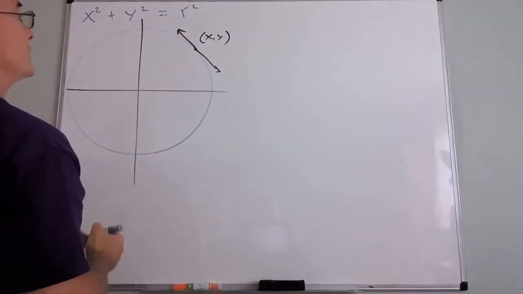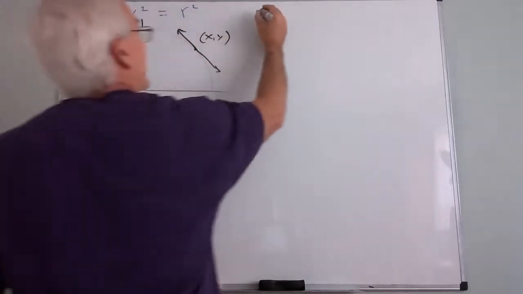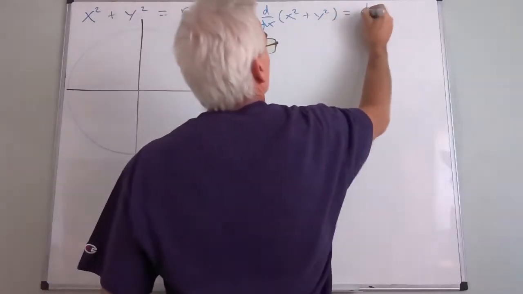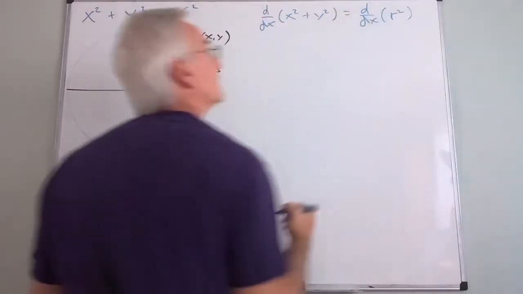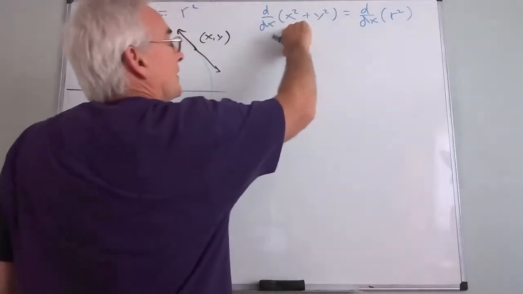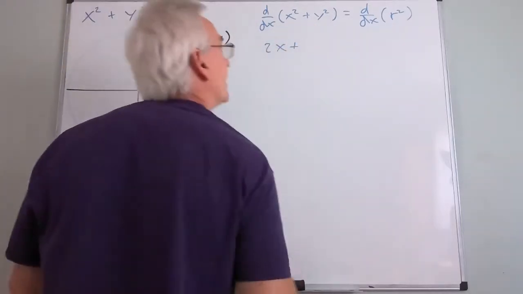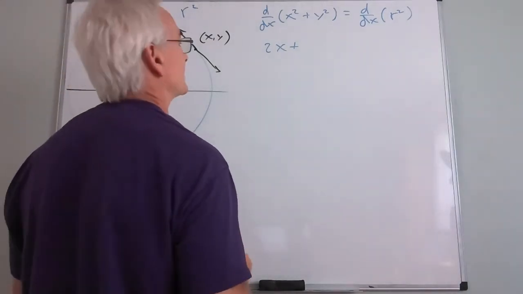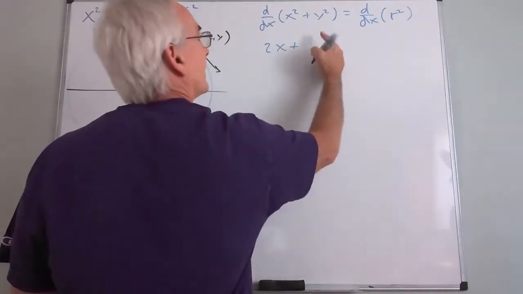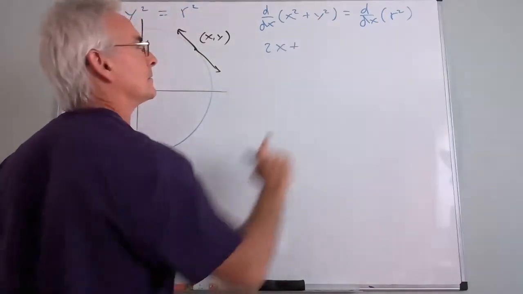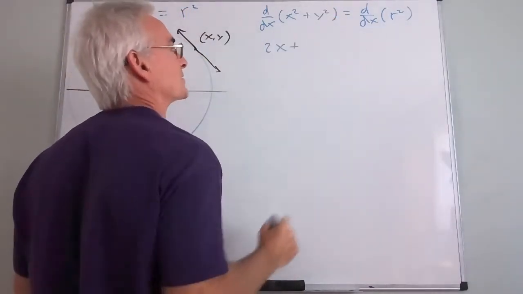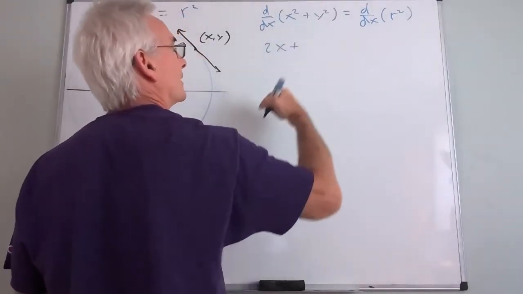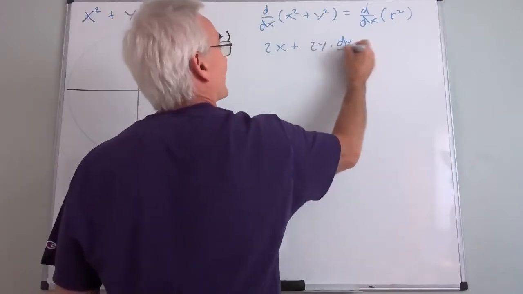This is Calc 1, so that means I'm going to differentiate both sides with respect to x. So d/dx of x squared plus y squared equals d/dx of r squared. Okay, so help me out here. What's the derivative on the left? It would be 2x plus, differentiating with respect to x, y squared, so how about 2y dy/dx? Yeah, 2y dy/dx. There we go.